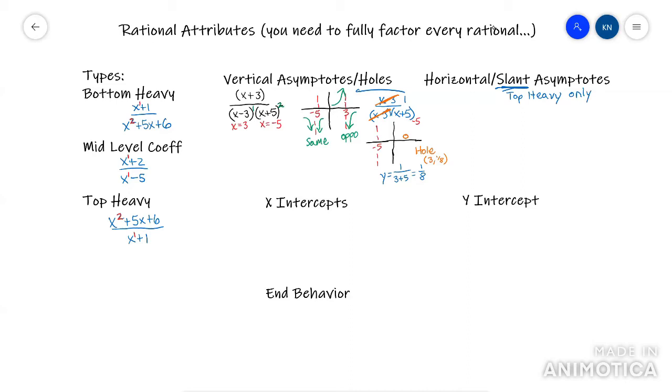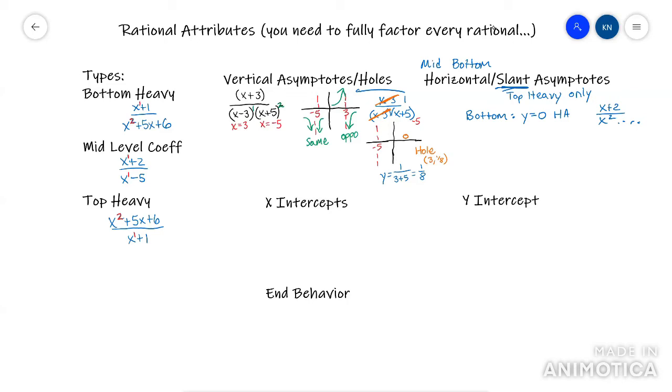So that means the other two, mid-level and bottom heavy, have horizontal asymptotes. Now, bottom heavy are the easiest. Bottom heavy always have y equals 0 as its horizontal asymptote. So like if it's something like this, it's going to have a horizontal asymptote of y equals 0.